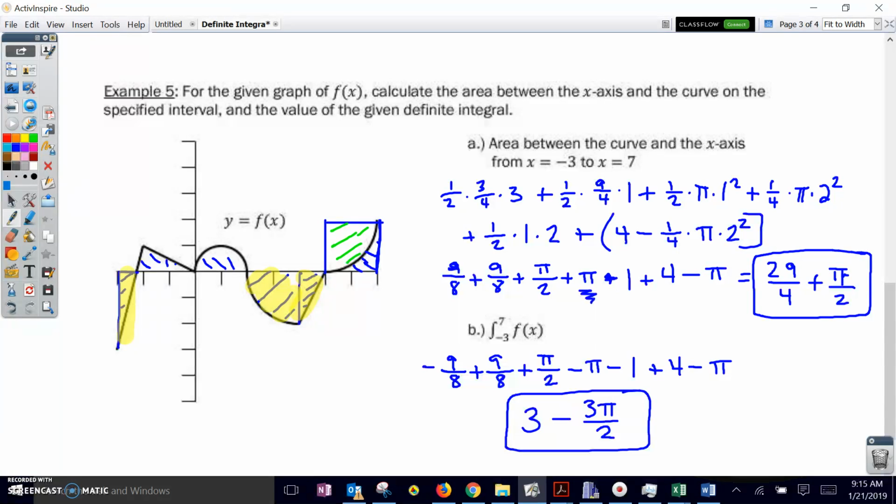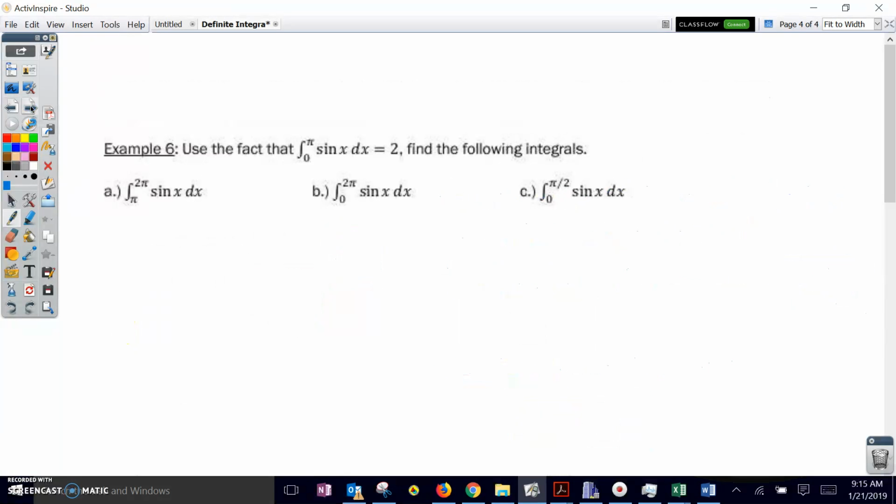Alright, let's look at the last example here, example 6. Using the fact that the integral from 0 to pi of sine of x dx equals 2, we're going to find the following integrals. Okay, so think about what happens with the sine function. Sine is 0 at 0 and goes, looks like this. And what we're told in the given is that this right here, the value of that area is 2.